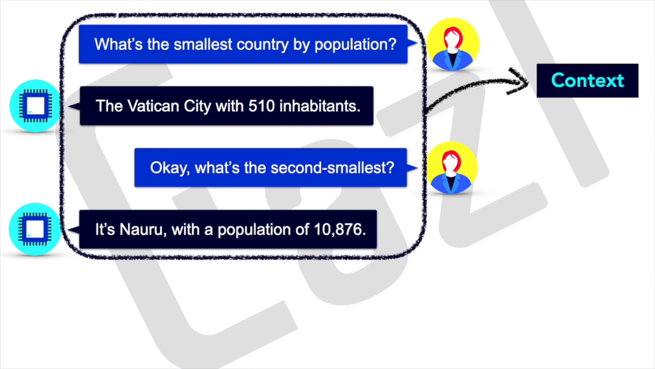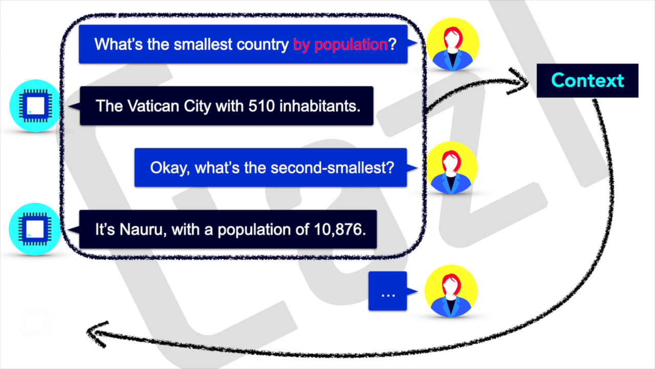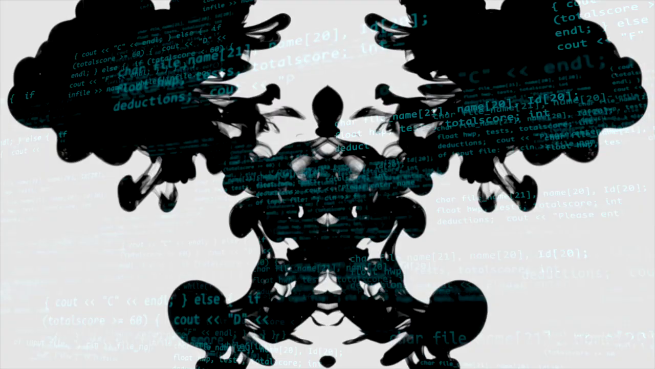For example, you don't have to say, "What's the second smallest country by population?" because in your first message, you added that context to the discussion when you asked about country by population. Context is the information that the AI uses to generate a more useful response for you. And context doesn't have to be a chat history. You can add context through your prompts, and your prompts can include lots of information.